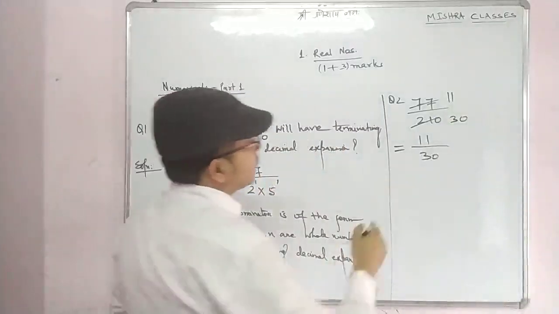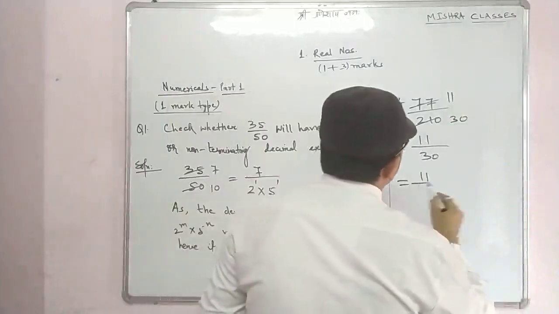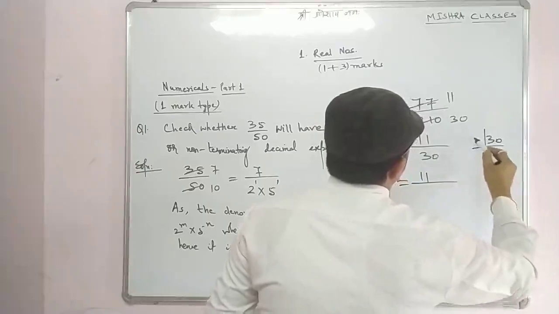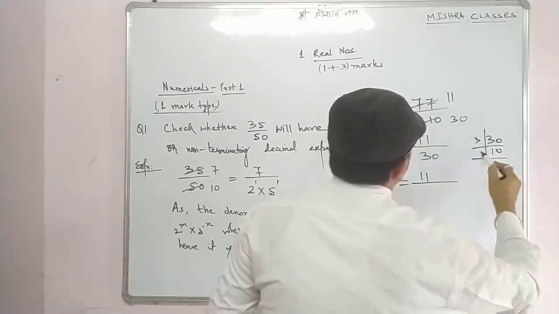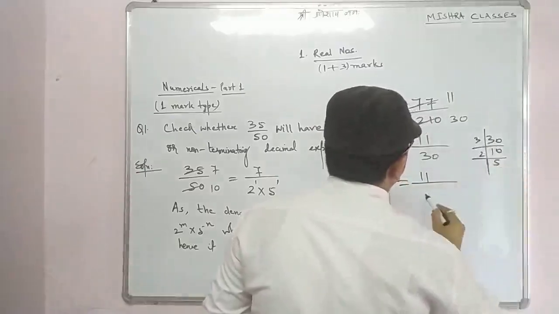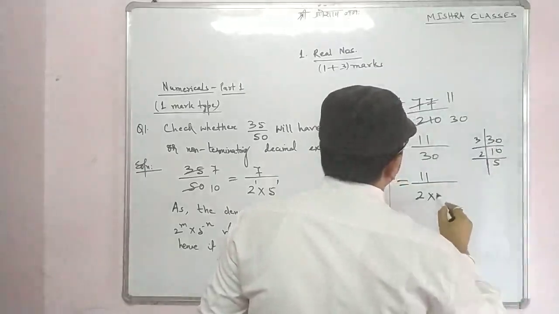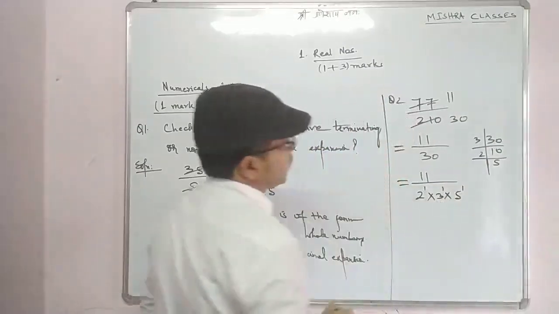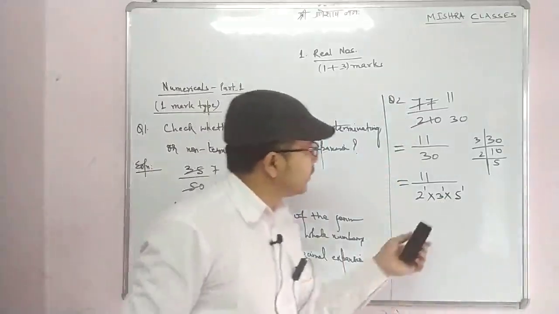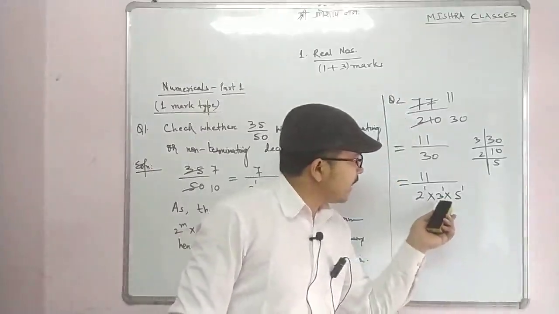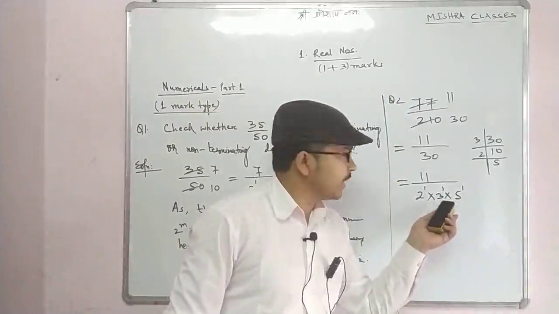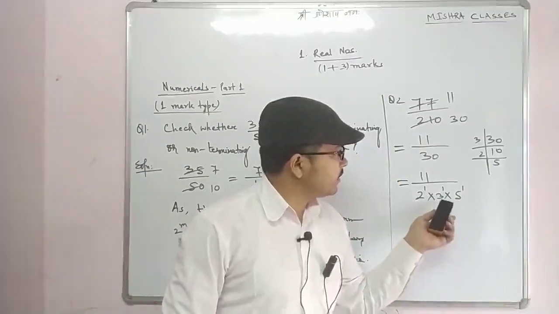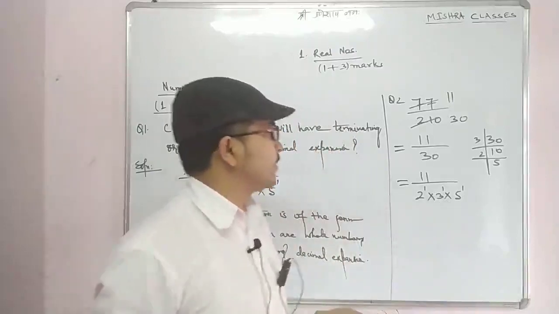Yes or no? So what we can do, we can break it as like this. 30 can be broken as 3 10 are 30, 2 5 are 10. So we can write 2 into 3 into 5. Yes or no? What we are observing here is that denominator is having this 3 as extra prime factor. Alright. So what we can say that it is non-terminating decimal expansion.